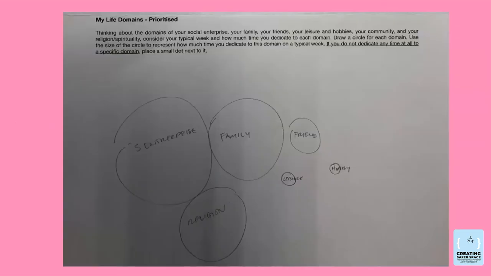On the other paper, we ask our participants to reflect on their actual experiences, in terms of how much time they actually spend in each value domain. So the bigger the circle means they have spent more time in that domain. Here you can see that this participant drew the circles side by side. Some other participants drew the circles overlapping with each other to demonstrate the blurred boundaries between work and non-work, and how their involvement in social enterprise interferes with their family life and their social life.